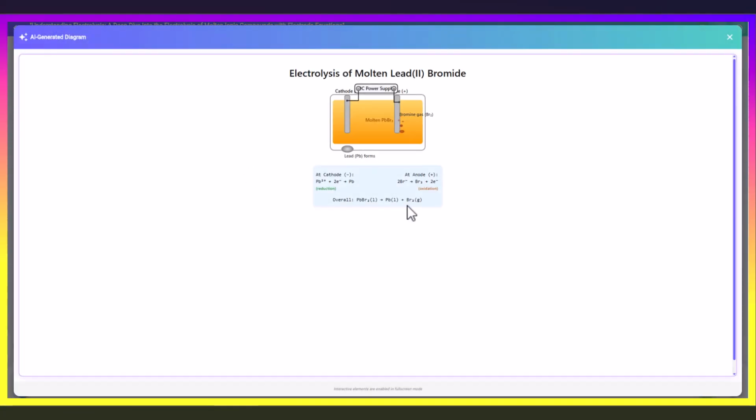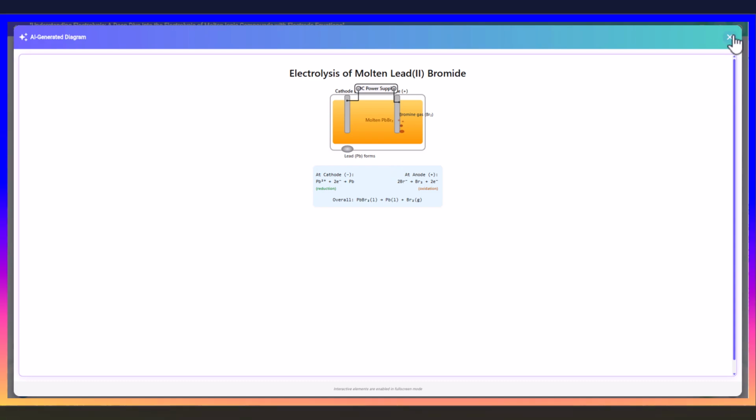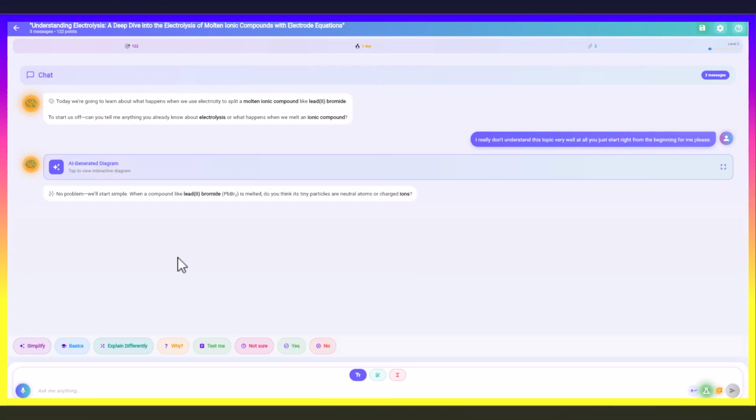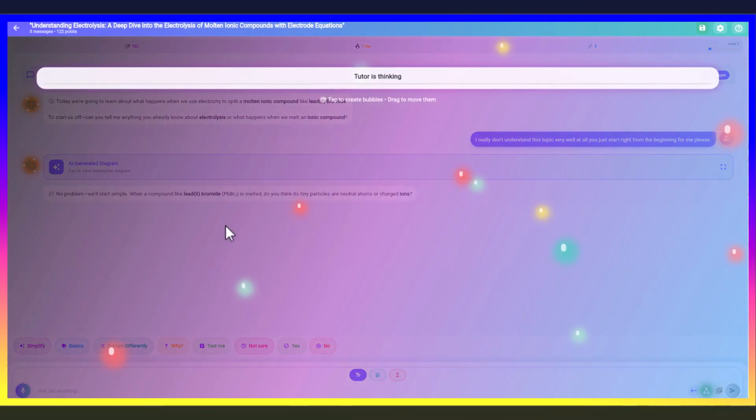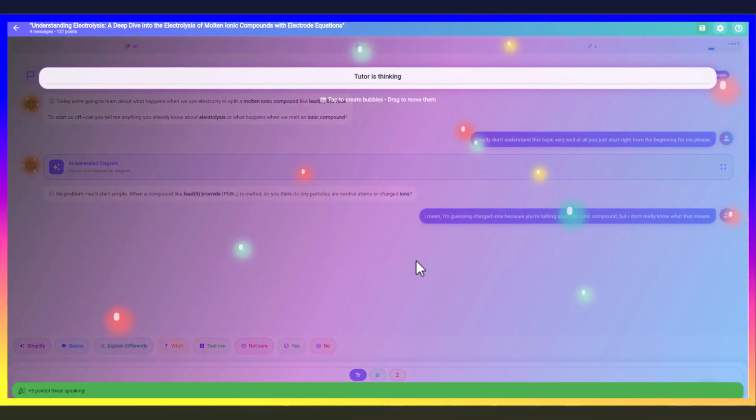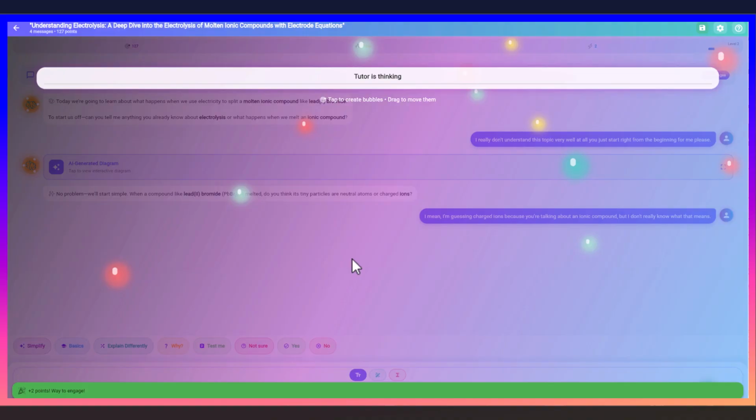Okay, it's got the process of electrolysis here. Probably a bit complex for me at this point because I don't understand what I'm looking at, so we'll come back to that. But to answer its question, I'm guessing charged ions because you're talking about an ionic compound, but I don't really know what that means. So let's see what it makes of that.